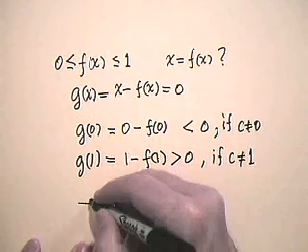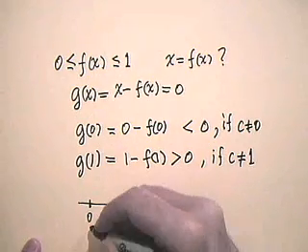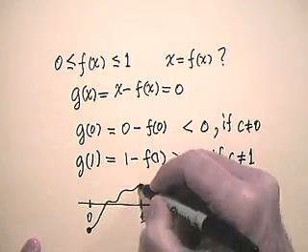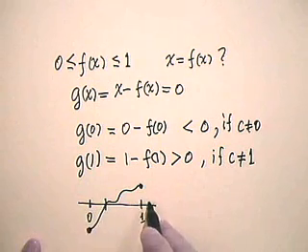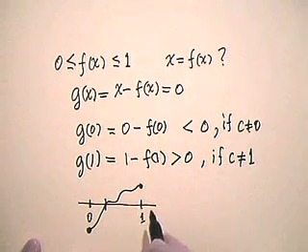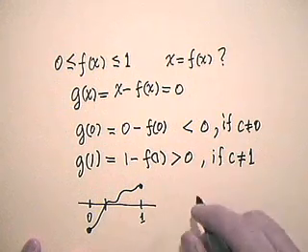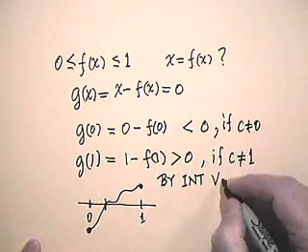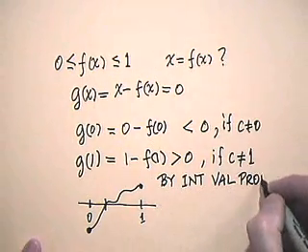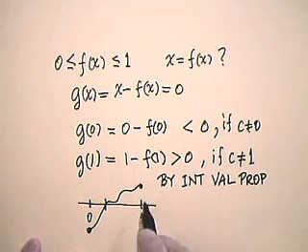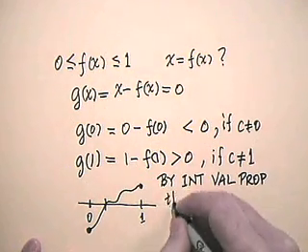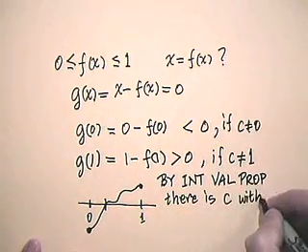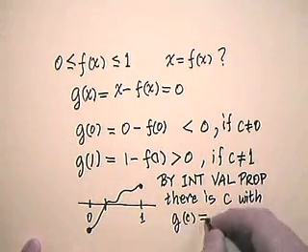So what's that telling us? Here's 0, here's 1. g is somewhere down here at 0, somewhere up here at 1, and so by the intermediate value property, g has to take the value 0 somewhere in the interval. So by the intermediate value property for continuous functions, there is a c with g of c equals 0.